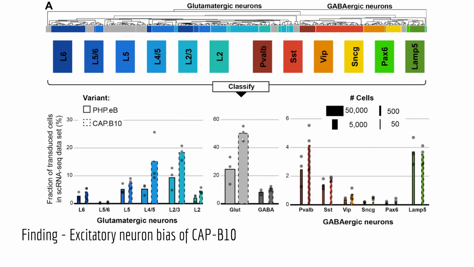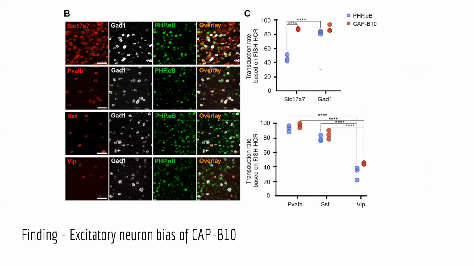And what we found is, you'll see here that we knew that CAPB10 expressed more in neurons than PHPEB, but it seems that this difference in expression comes specifically from excitatory neurons, not inhibitory. And we went back just to make sure and validated this using FISH HCR for the specific genes that we identified in single-cell RNA-seq, and found the same pattern. And we also found this other subtype of cells, these VIP positive inhibitory neurons, that don't seem to get hit very high by any of the variants that we tested. So that was cool.